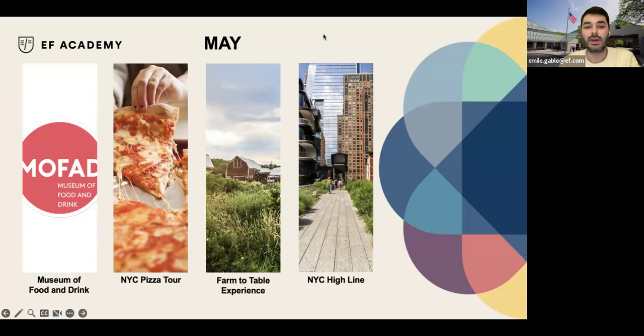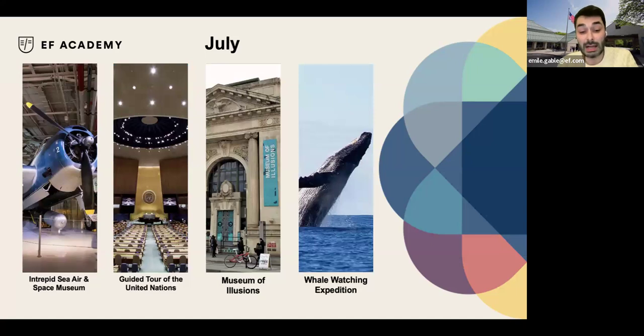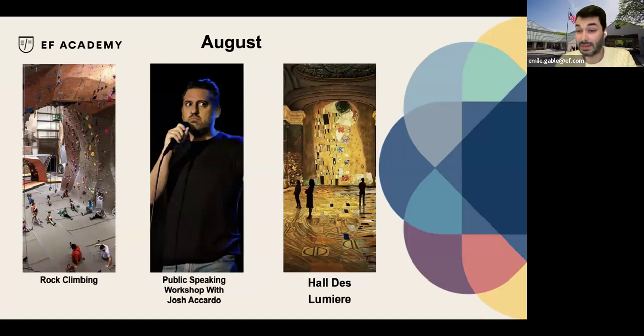Again, our math courses are really focused on them explaining the concepts in English language by presenting their findings. So that's just a short example of how all of these trips are really connected to what they're doing in the classroom. In June, students went on a hike to Kaaterskill Falls, visited the Statue of Liberty, and had a private recording studio experience with our music teacher. In July, we visited the United Nations and went on a whale watching expedition. And then in August, we really focused on public speaking, and that's where we got a specific public speaking workshop with comedian and actor Josh Accardo.